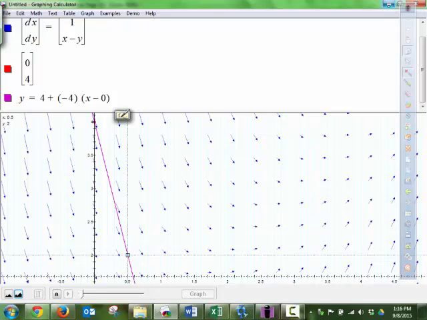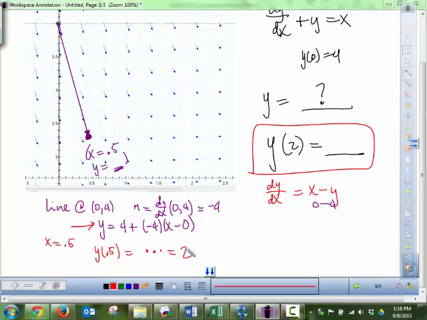Okay? Anyway, so now we got a new point. So y is equal to 2. So we had 1 point, 0 comma 4. Now we have 0.5 comma 2. So what if I take it from here now and then see what my tangent line is if I follow that tangent line for another 0.5 steps?